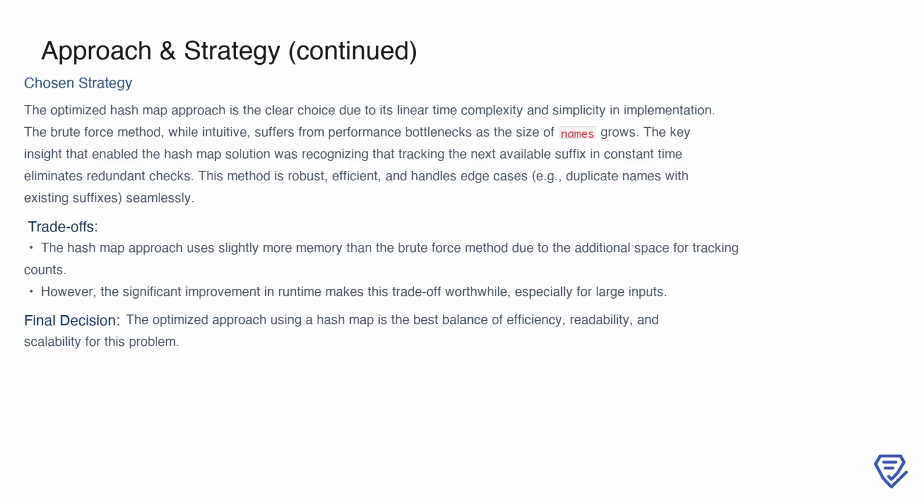Of course, there are trade-offs to consider. The hash map approach does use slightly more memory compared to the brute force method, as it requires additional space to track the counts for each name. However, this memory overhead is a small price to pay for the dramatic improvement in runtime, especially when dealing with larger datasets. Ultimately, the hash map approach strikes the best balance between efficiency, readability, and scalability, making it the most practical choice for this problem.